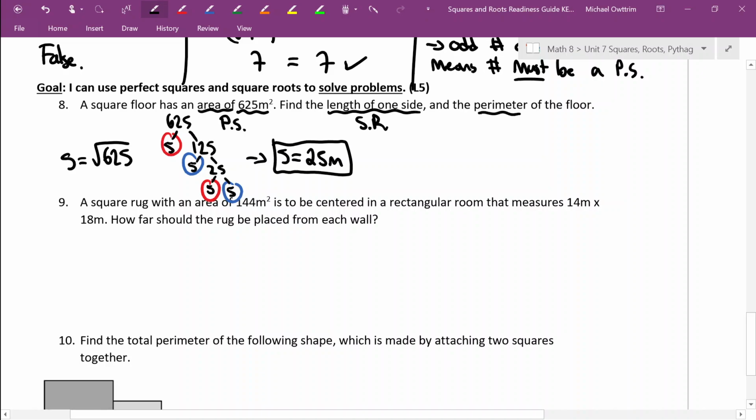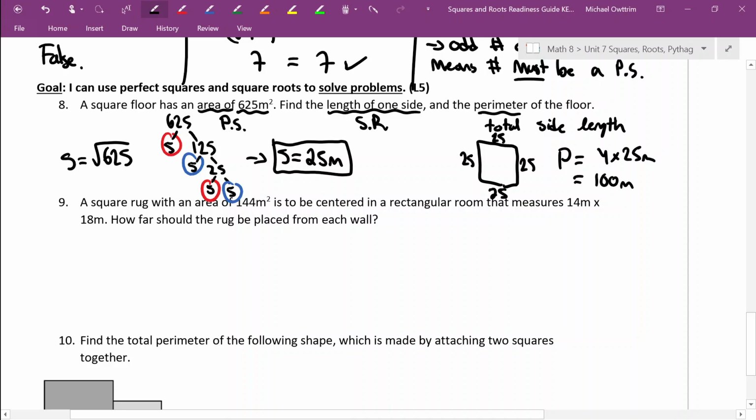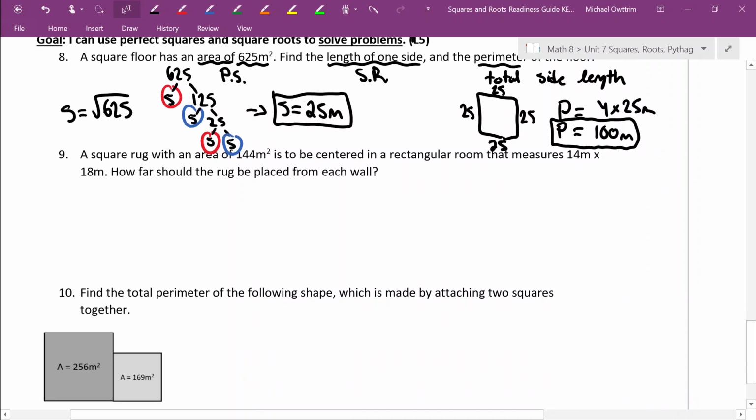For our perimeter, we want the total side length around the outside. So in terms of our square, it's a lovely square there. We've got 25 meters on each edge. We want the total of that. So our perimeter is going to be 4 times 25 meters, which is 100 meters. Okay, so using some knowledge from grade 7 there, after we've used our grade 8 knowledge to figure out the side length. Question 9, same type of idea.